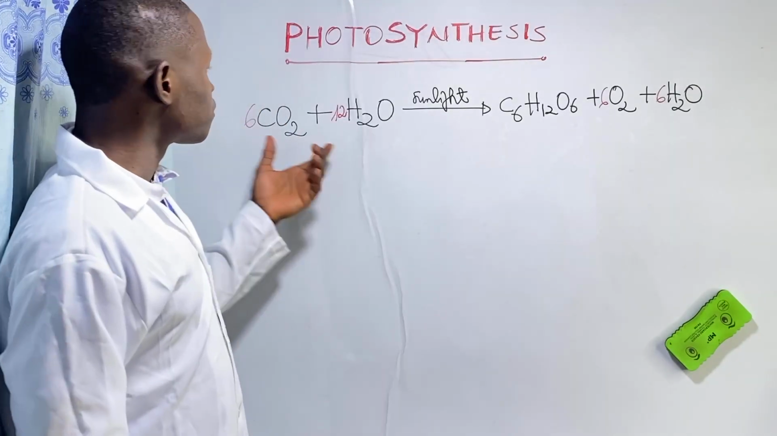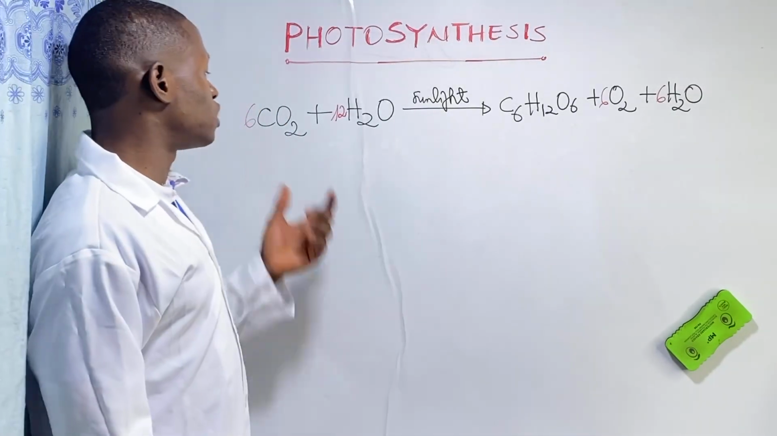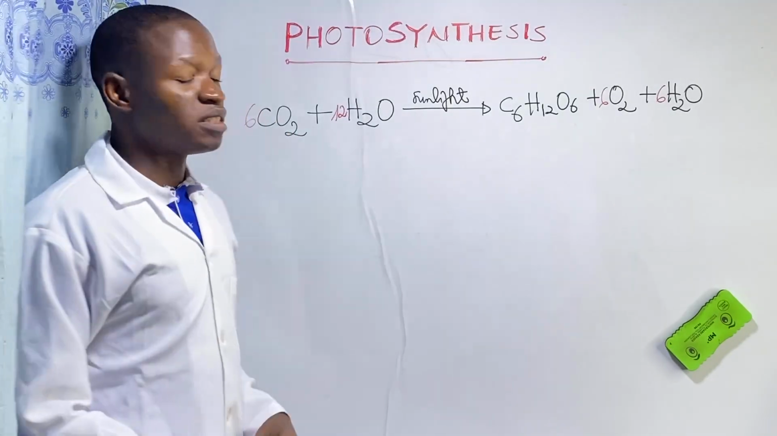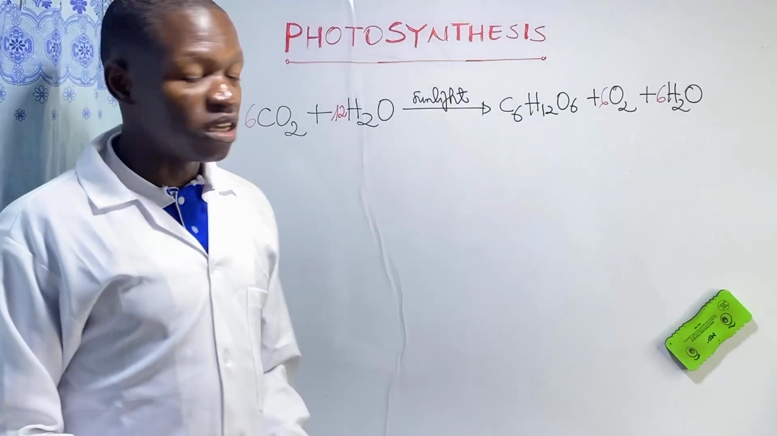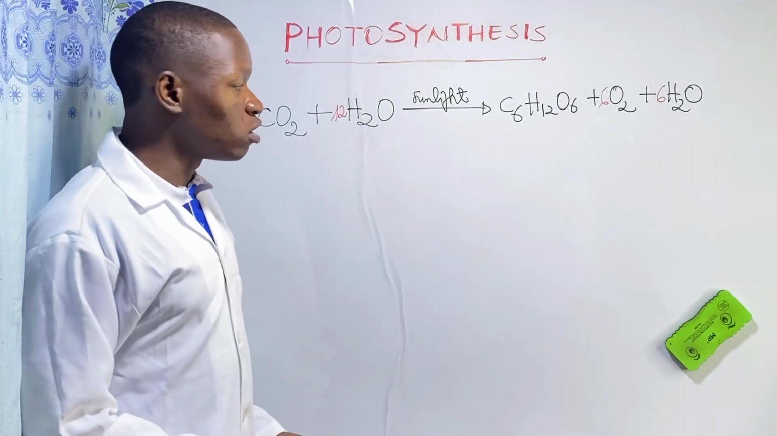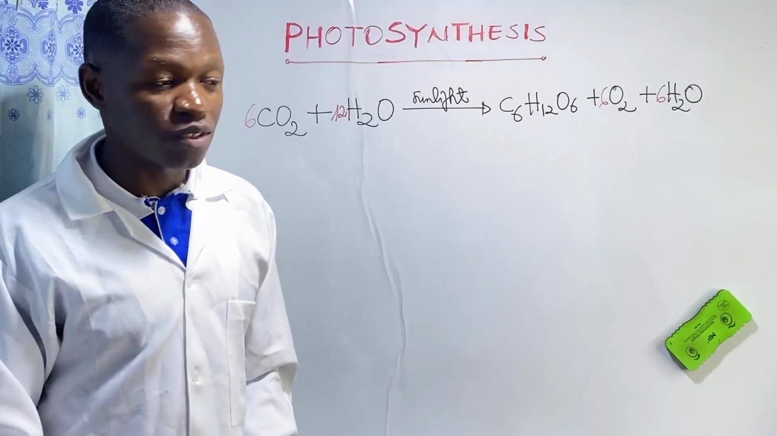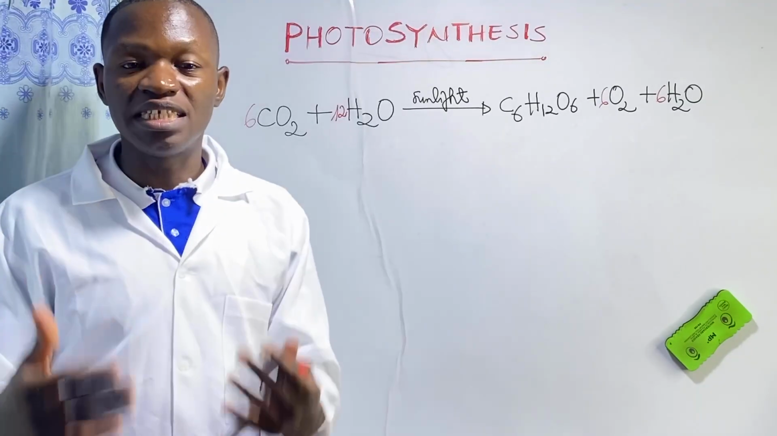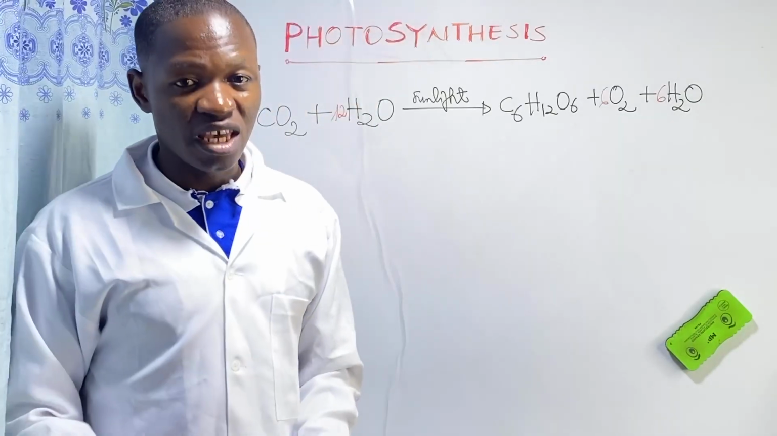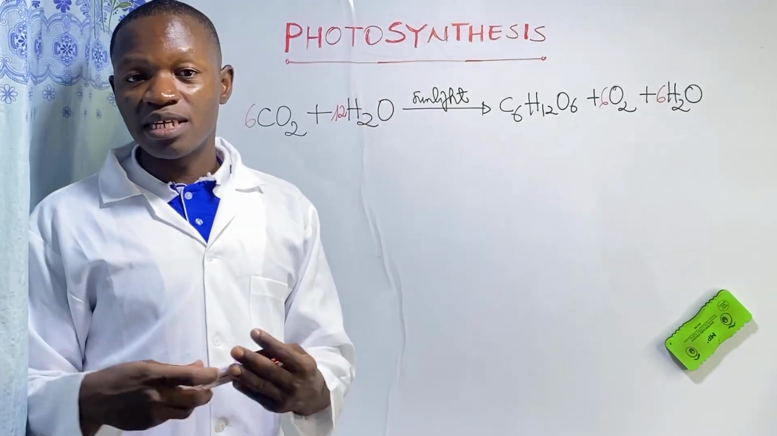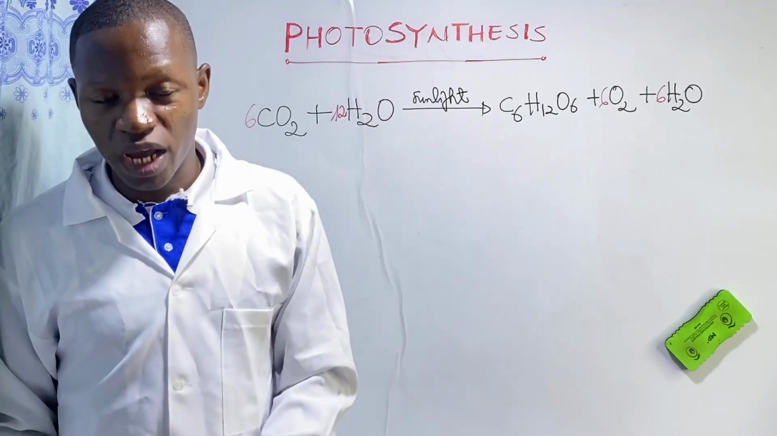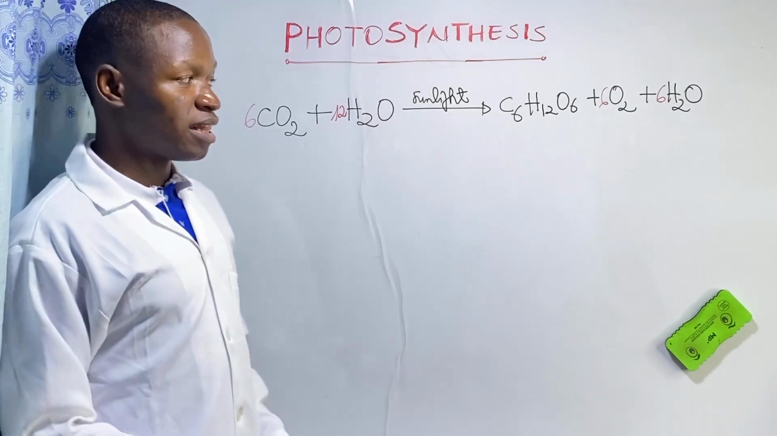Yes. So the raw materials for photosynthesis are carbon dioxide and water. And photosynthesis generally occurs in 2 stages. We have the light dependent reactions and we have the light independent reactions, also called the dark reactions, even though the most appropriate term is the light independent reactions because they can occur both during the day and during the night.